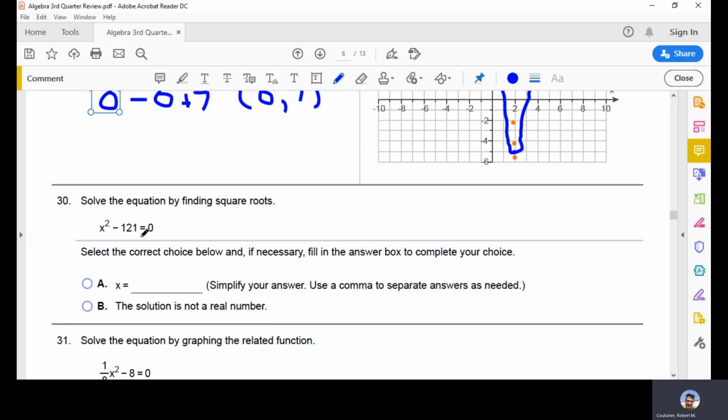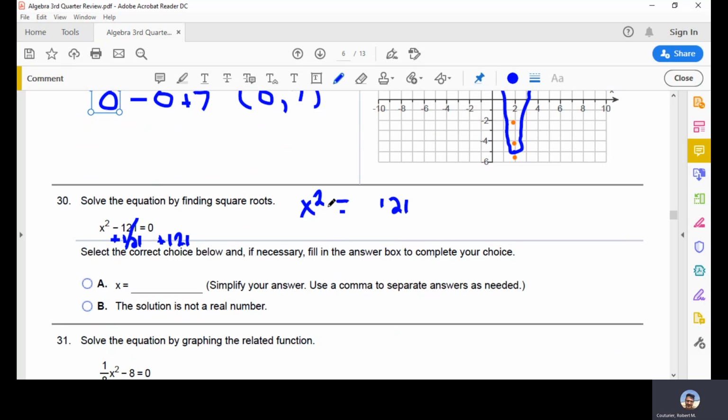We need to solve this equation here, solve the equation to get x by itself, and be careful. So, equations are like scales. We need to go ahead and add 121 to both sides. All right, and these will cancel, leaving us with x squared equals 121.